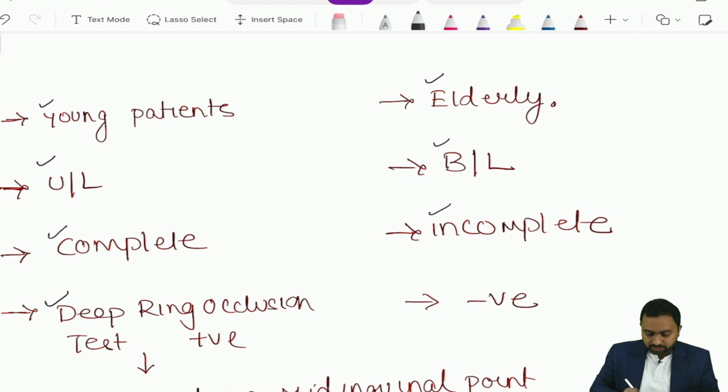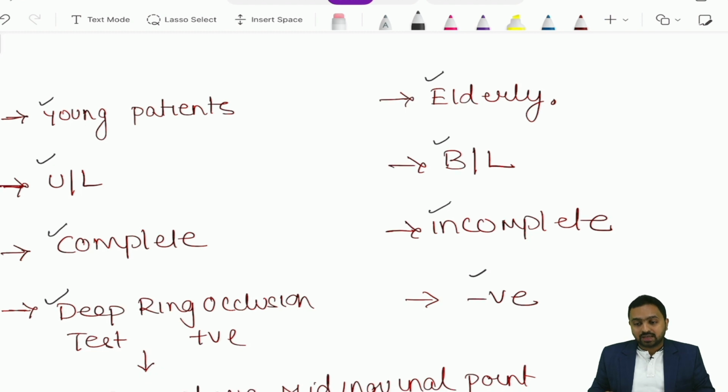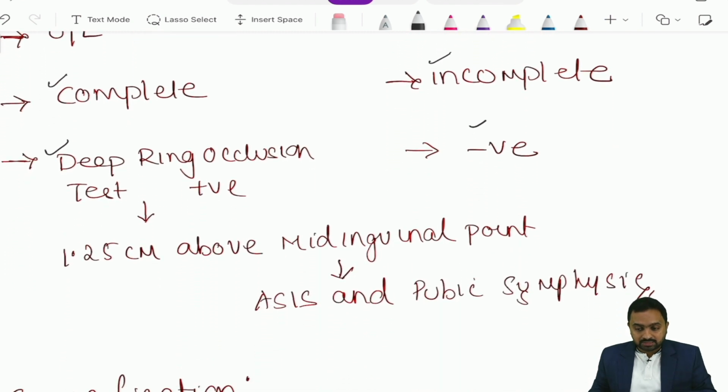Then the deep ring occlusion test is positive in case of indirect hernias, whereas it is negative in case of direct hernia. So, what is the deep ring occlusion test? You occlude the deep ring, that is 1.25 centimeter above the inguinal point, that is between the ASIS and the pubic symphysis. Now, on occlusion, if you have the hernia coming out medially, that is a direct hernia, it is said to be negative. Now, on removal of the occlusion, if the hernia comes out on cough impulse, it is deep ring occlusion test positive, signifying it to be an indirect hernia.